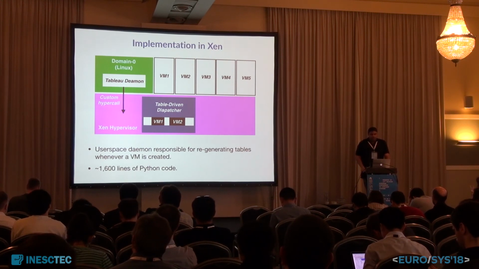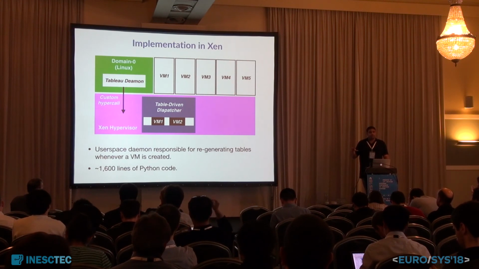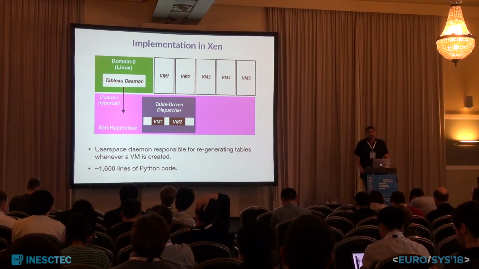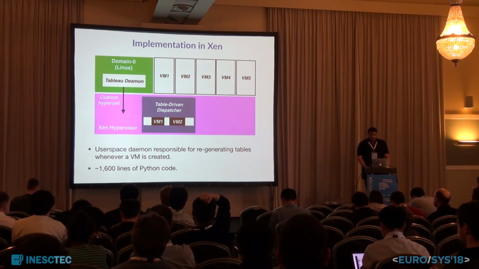Now, this is a non-work conserving scheduler, where if the table dictates that the core should idle, even if there are runnable VMs on that core, the core will idle. And this is actually not so unreasonable in a cloud setting where you don't want to give more resources to a customer than they're paying for.